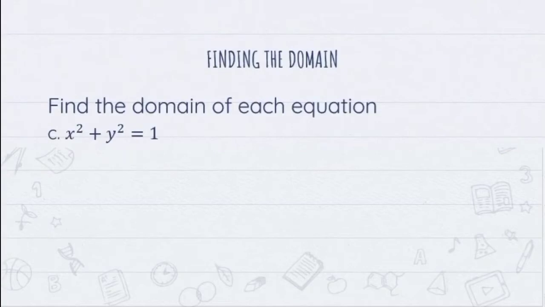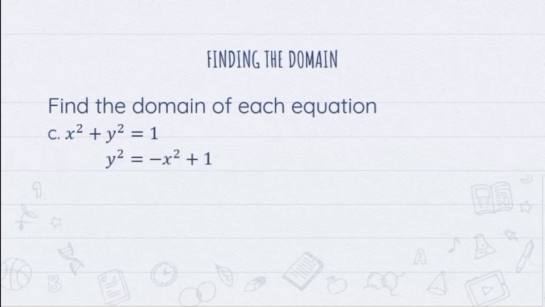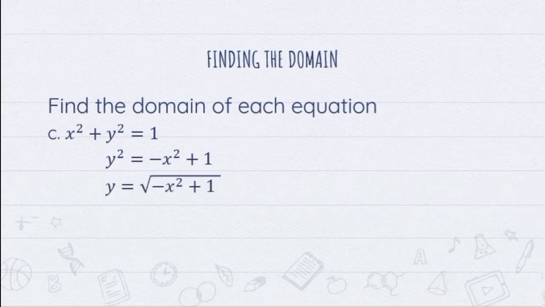Let's proceed to letter C. x squared plus y squared equals 1. The first step here is to isolate y on one side, so we'll have to transpose negative x squared to the other side. So we have y squared equals negative x squared plus 1. The next step is to place square root on both sides, so we'll have y equals the square root of the quantity negative x squared plus 1. This is a radical function.